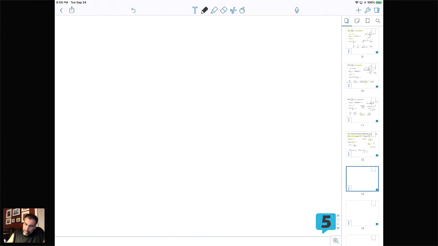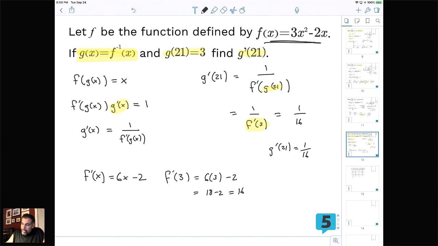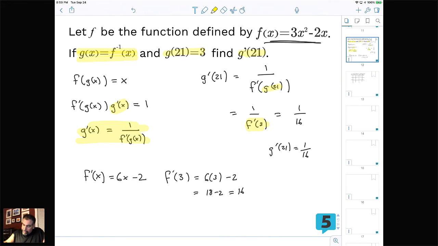You might see a table where they give you x as one heading, f of x is another heading, f prime of x is another heading, g of x is the next, and g prime of x. And they might start giving you values for each of these, and of course telling you that f and g are inverses. Then your job is to figure out which data points in this table you need to help you fill in this expression right here. And by the way, that is the exact expression that you found in your textbooks when they talk about the derivative of the inverse.